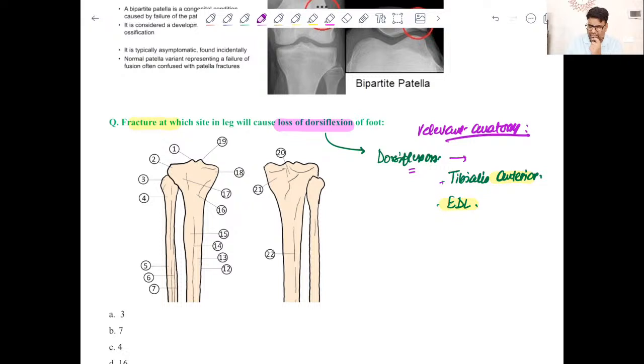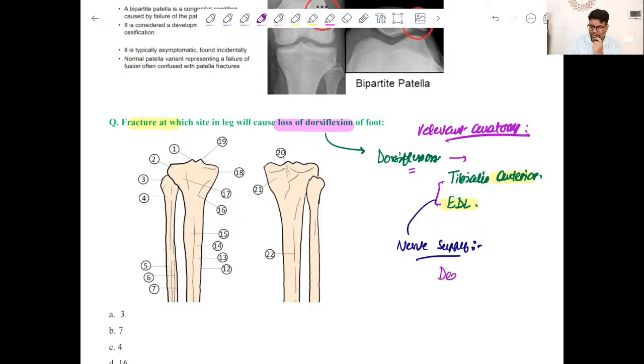Now these two muscles are supplied by which nerve? What is the nerve supply of these two muscles? Any idea? What is the nerve supply of tibialis anterior or extensor digitorum longus?